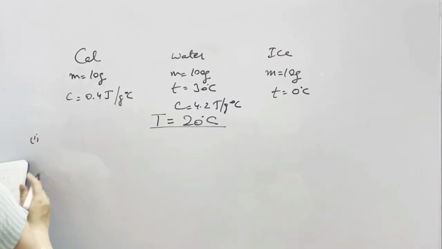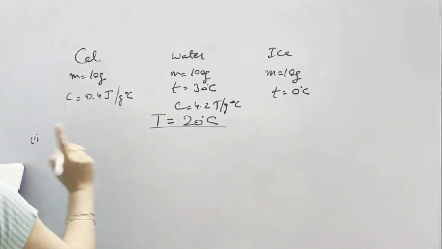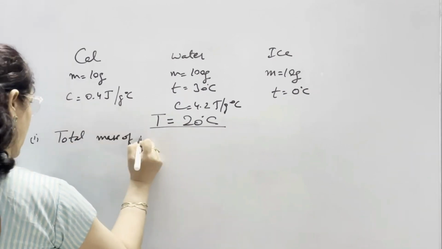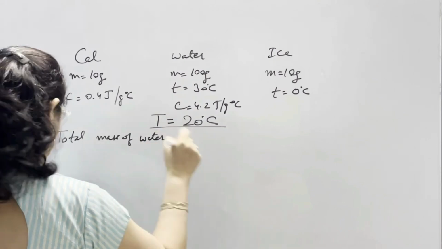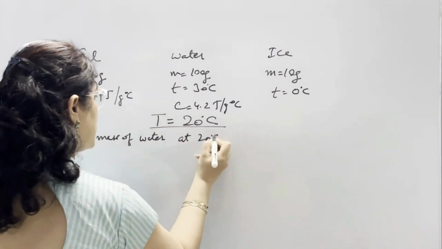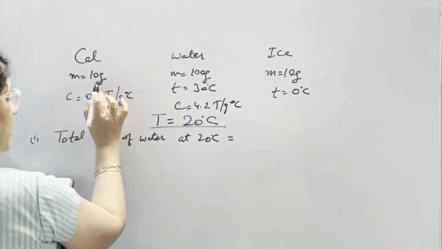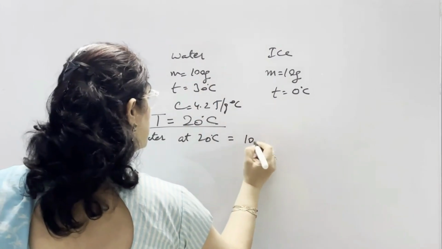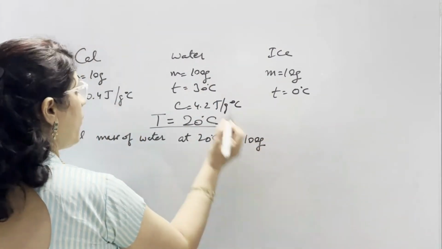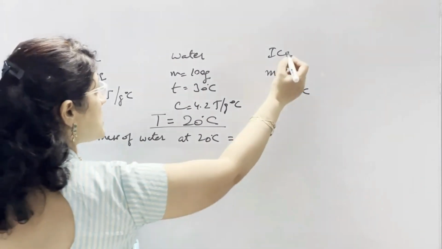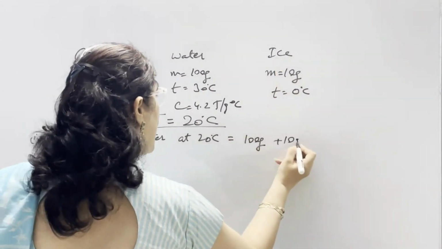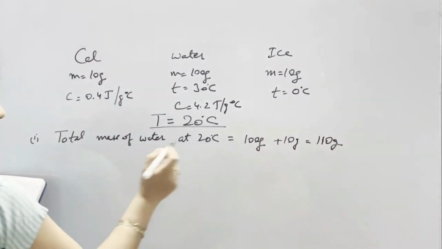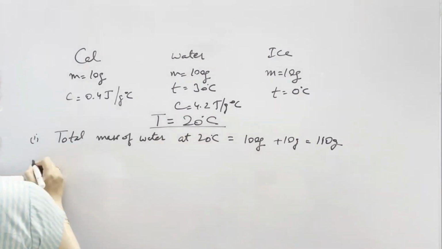In first part, what they have asked about is the total mass of water in the calorimeter at 20 degrees Celsius. This is the weight of calorimeter, and this is the weight of water, which means 100 gram. But is only this much water present in the calorimeter? No. This ice has also melted, so we need to add this ice also. It means 110 gram of water is present in the calorimeter at the temperature of 20 degrees Celsius.